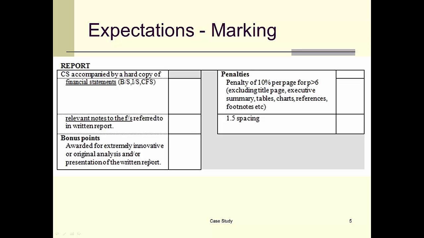If you provide any extremely innovative or original analysis, there might be some bonus marks. If you go over 6 pages, there will be a penalty of 10% per page. Mind you, that page limit doesn't include tables and charts. So some information can go into tables if it's easily presented in tables, so that in the writing you can focus on the story that you're trying to tell. And of course, we want you to give us at least 1.5 spacing, so that when we look at it, we can read it and make some comments. Okay, so that's what we want in terms of marking.